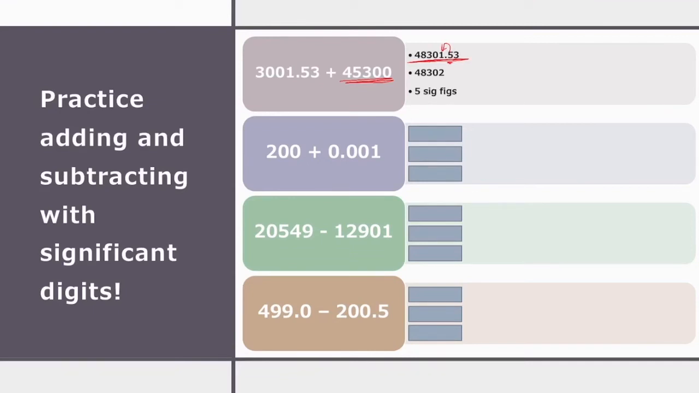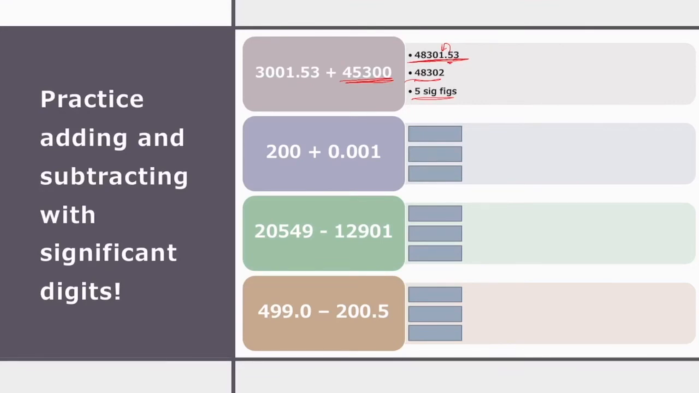And then once you've gotten your final answer, just count the number of significant digits in that number and report that as your third answer. So go ahead and pause the video and do these next 3 example problems, and then we'll talk about them.